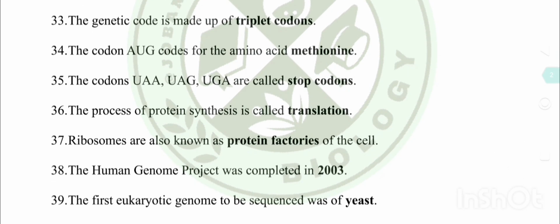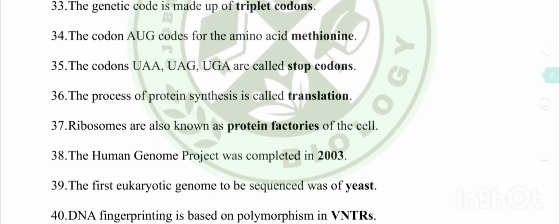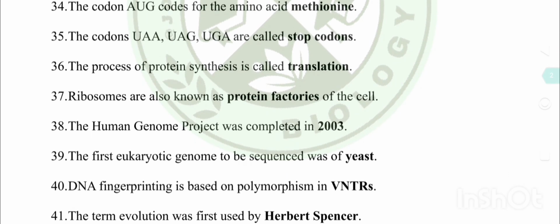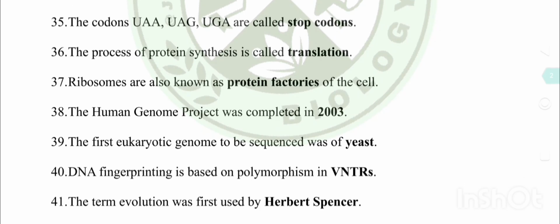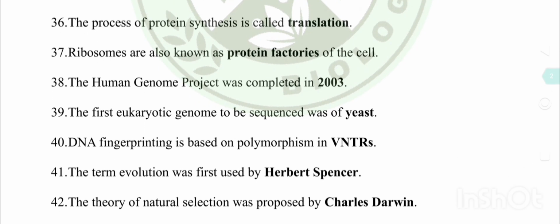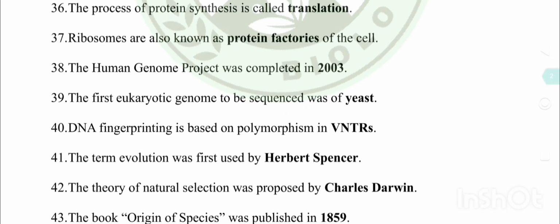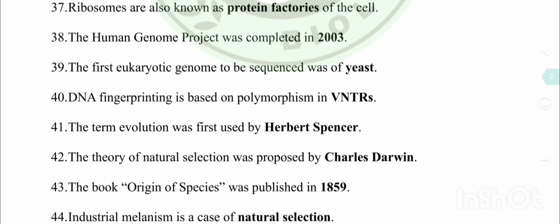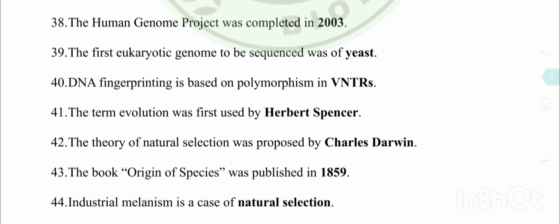36. The process of protein synthesis is called translation. 37. Ribosomes are also known as protein factories of the cell. 38. The Human Genome Project was completed in 2003. 39. The first eukaryotic genome to be sequenced was of yeast. 40. DNA fingerprinting is based on polymorphism in VNTRs.